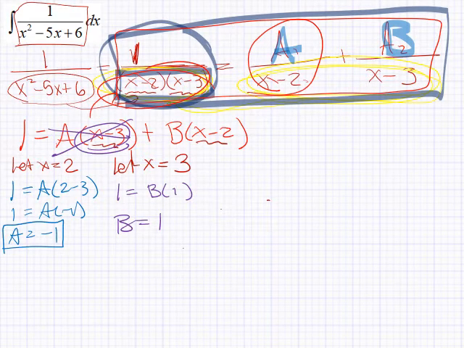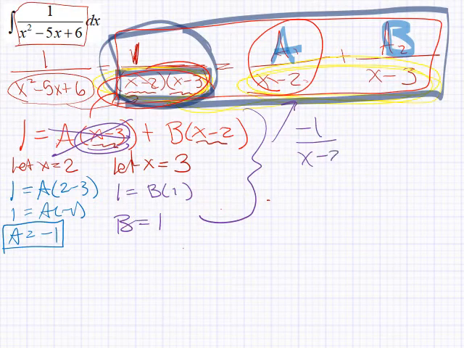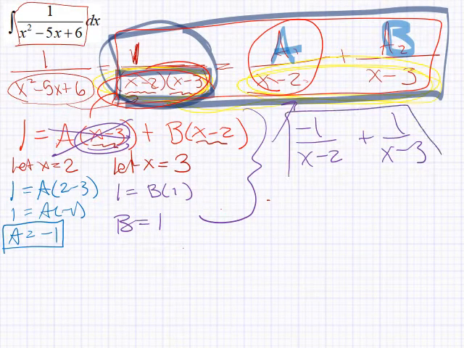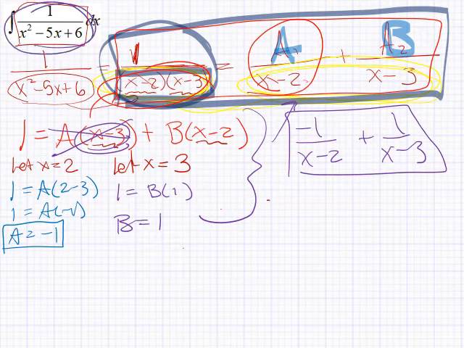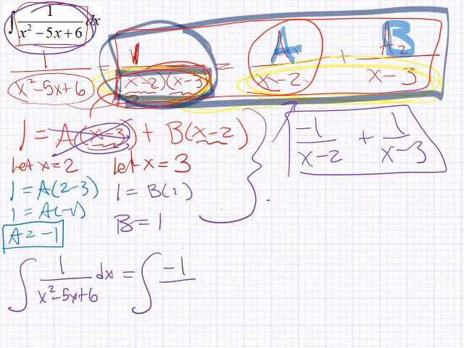So now what this tells me is, if I use that here, then I'm going to have negative 1 over x minus 2 plus 1 over x minus 3. And this is equal to this. So now when it comes to the integration, if I was to integrate 1 over x squared minus 5x plus 6 dx, I could instead integrate negative 1 over x minus 2 plus 1 over x minus 3 dx.